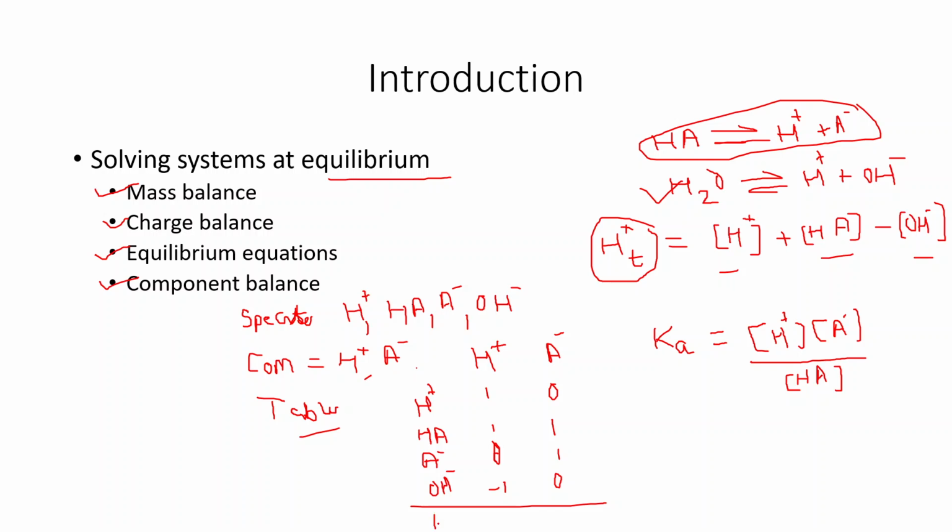And what is our recipe? Recipe is HA naught, which is 1, 1. So while finding out H total we will get this. And let's find out what will be the A negative total. This will be equal to HA plus A negative. This is our total A. So this is how we do the component balance.